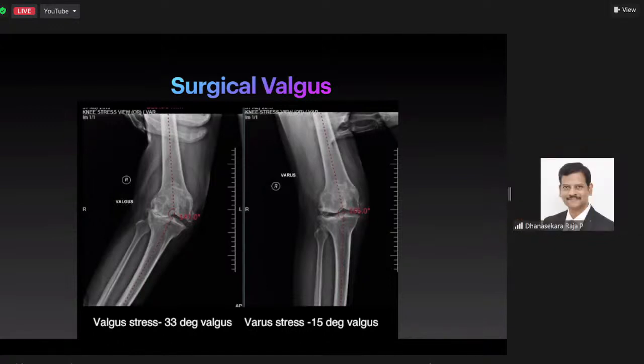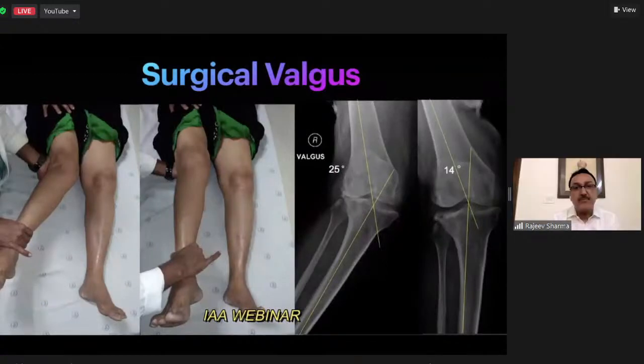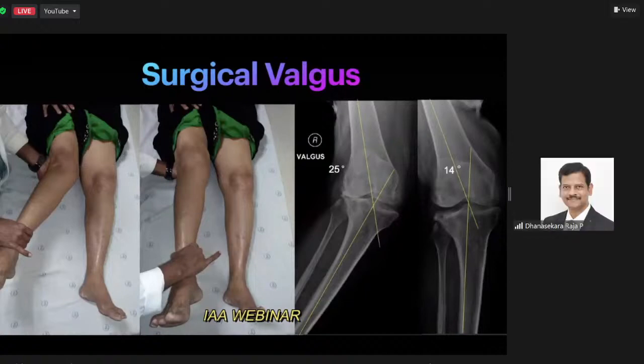I'll go ahead. This surgical valgus is what we need to surgically correct. The partially correctable deformity we need not address through a lateral approach. If it is a rigid deformity which needs to be surgically addressed, then we prefer to use a lateral parapatellar arthrotomy. So this is an example where you have a valgus of 25 degrees on a weight-bearing or valgus stress X-ray, but it corrects to less than 10 degrees of surgical valgus. So this need not be opened through a lateral approach.